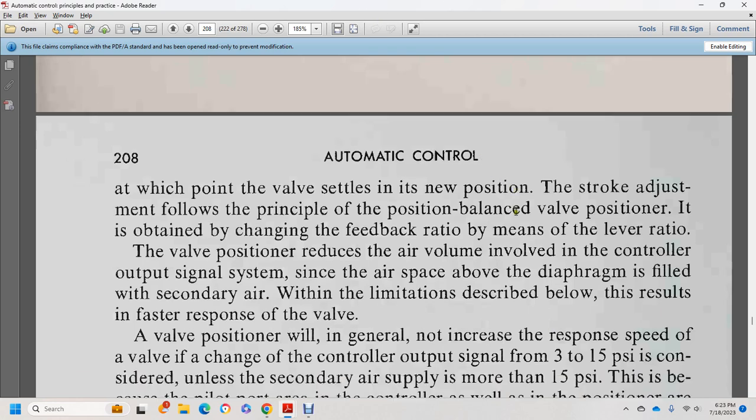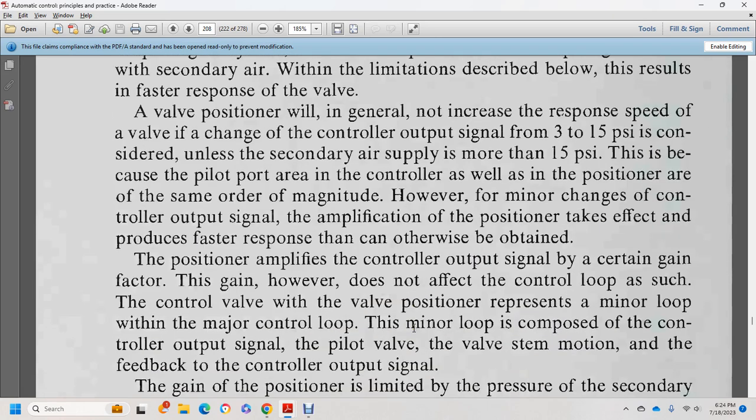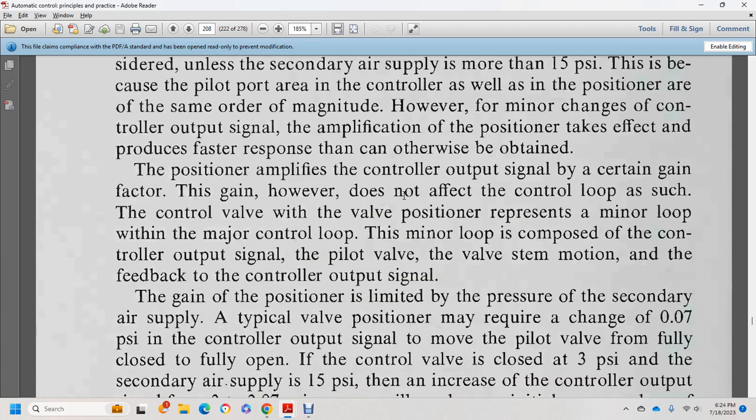The positioner will generally not increase the response speed of the valve with a control output signal of 3 to 15 psi or less. A secondary air supply of more than 15 psi comes to the pilot valve area. However, minor changes in the control output signal, with the amplification of the positioner, take effect and produce a faster response than can otherwise be obtained. The position is amplified from the control output signal with a certain gain factor; however, it does not affect the control loop as such.